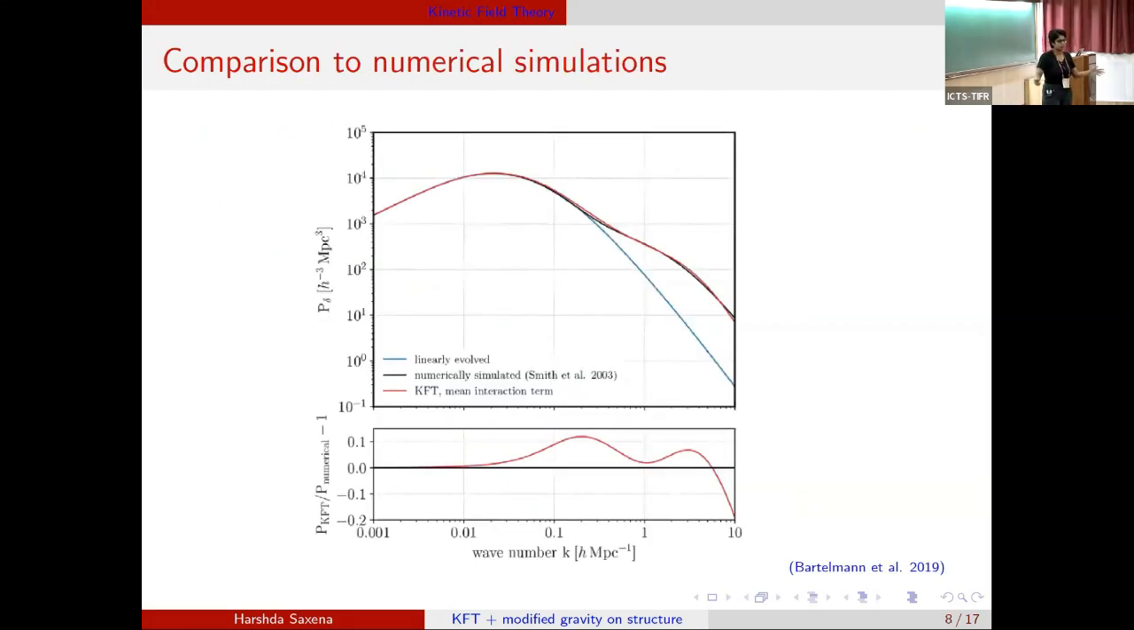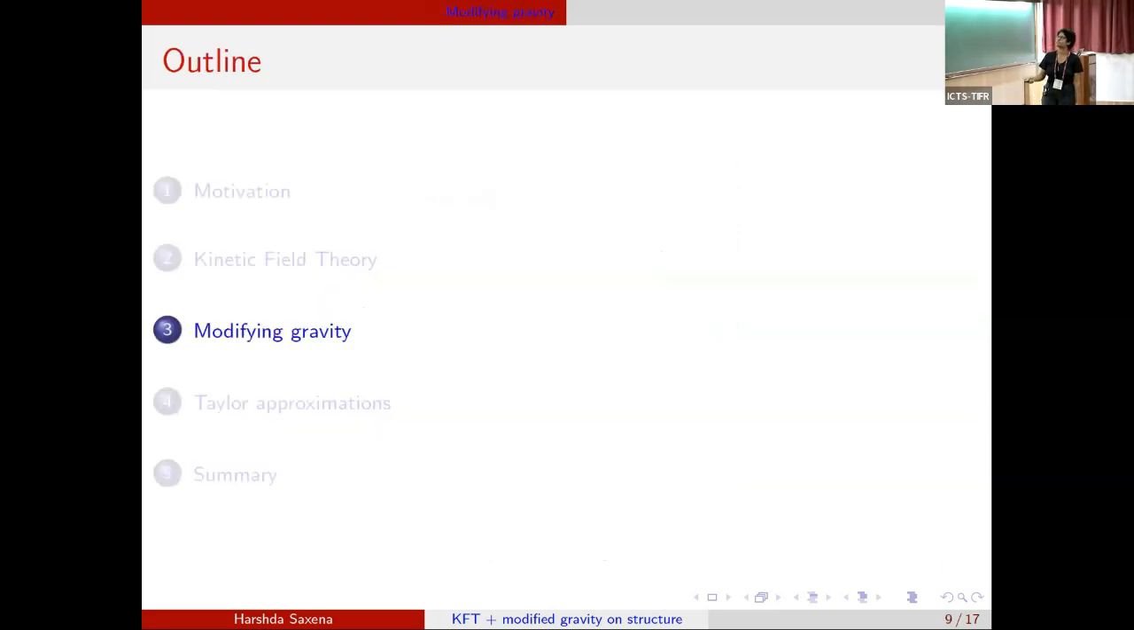Just to show you that this is not all for naught, there are actually comparisons with numerical simulations. Here we have plotted the normalized KFT versus numerical, and it is pretty close to the numerical simulations until a wave number of 10 megaparsec inverse. So this is where the mean field approximation fails.